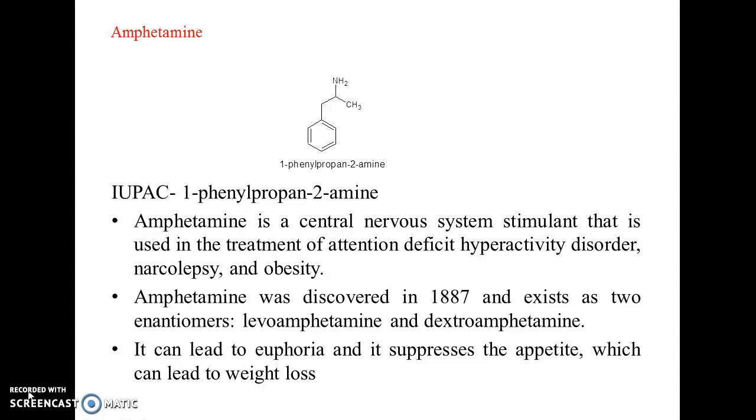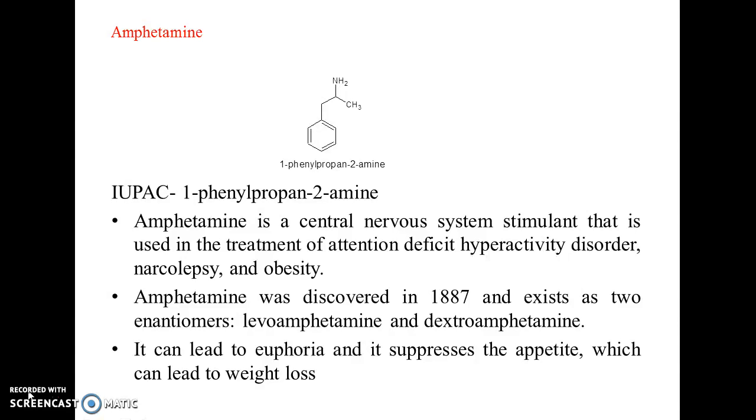Coming to the next amine, amphetamine. Amphetamine is a primary amine. It has the IUPAC name 1-phenylpropane-2-amine. It has a 3-carbon chain, the propane, and here we have a substitution of a phenyl moiety on the first carbon. Next, the amine functional group.